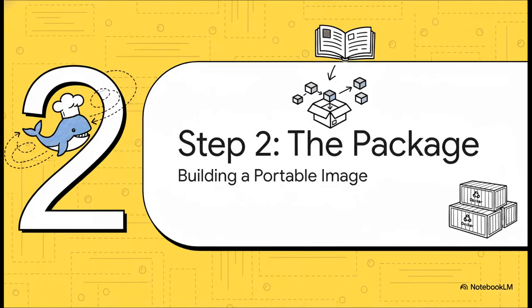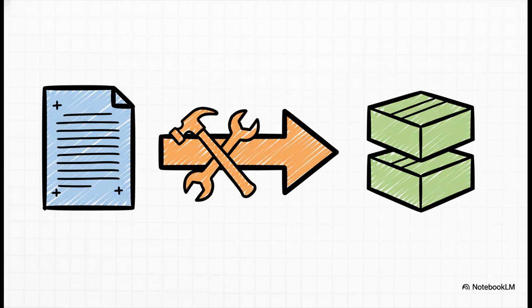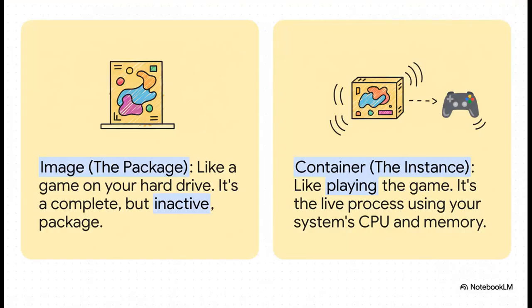All right, so we've written our recipe. Now we move on to step 2, where we actually cook that recipe into a real, shareable package. And to turn that Dockerfile recipe into our final package, we use one simple command, docker build. This command just reads through all those instructions we wrote and uses them to construct a totally self-contained, unchangeable file called an image.